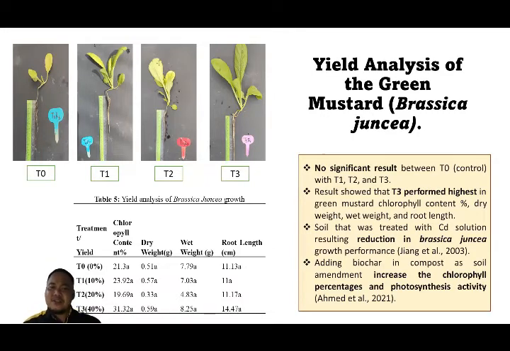According to Chiang et al. 2003, soil that was treated with Cd solution resulted in reduction in Brassica juncea growth performance. As we can see from table 5, the chlorophyll content increased when the rate of biocom application increased. This is because the addition of biochar in compost as a soil amendment increased the chlorophyll percentage and photosynthesis activities.